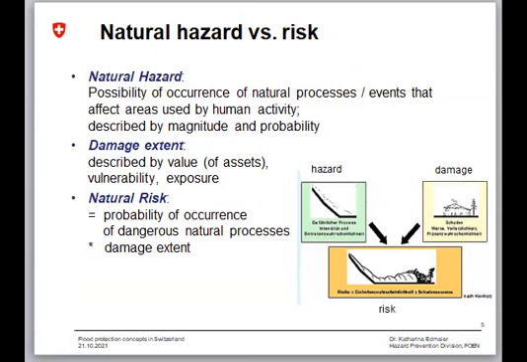As my colleague already said earlier, we have different definitions of risk, damage, and natural hazards. We define risk as the probability of occurrence of a dangerous natural process, in our case floods, times the damage extent. The damage extent is described by the value of assets, the vulnerability, and the exposure to a natural hazard. Natural hazard is defined as the possibility of occurrence of a natural process or event that affects areas that are used by human beings or used by human activity.